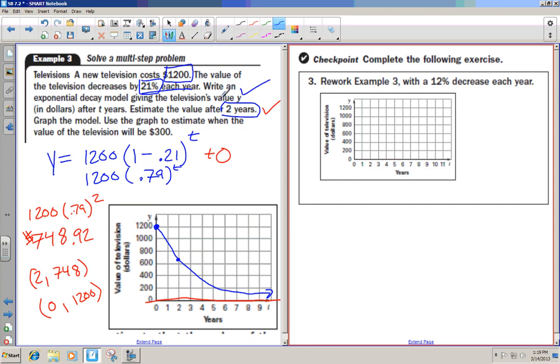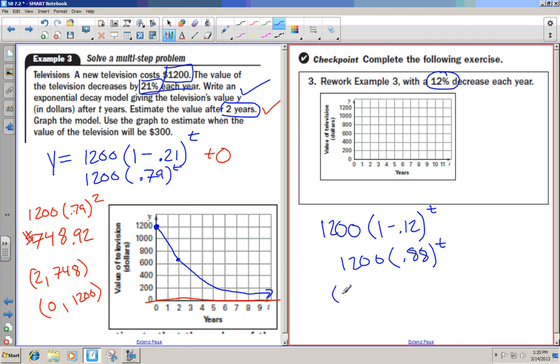So rework example 3. We're reworking this television example with it decreasing by 12%. So pause this and try it yourself if you want. Your initial value, 1,200, times 1 minus the rate to the t power. So the equation is, there you go. This is the new equation.